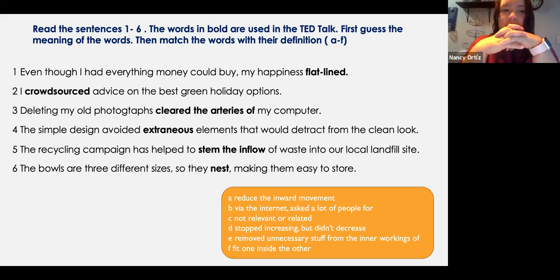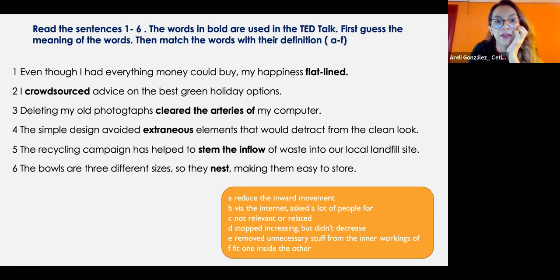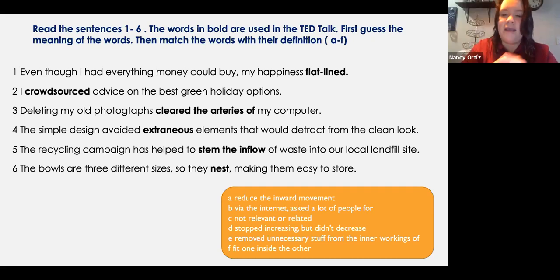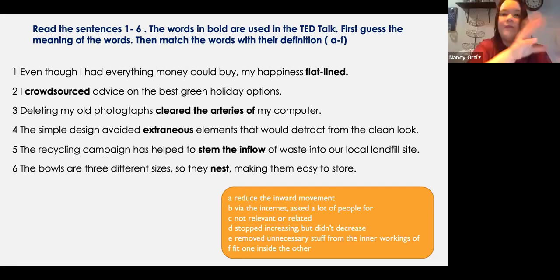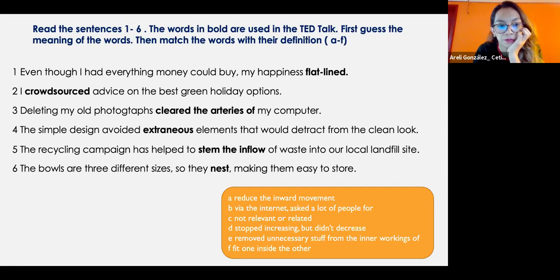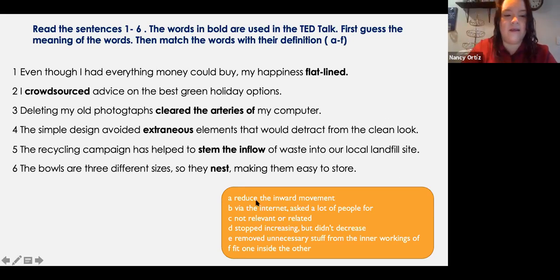Okay, let's check the next one then. Very good. Areli. I crowdsource advice on the best green holiday options. Via the internet, ask a lot of people for. Correct. Via the internet, ask a lot of people for. So that word means to ask a lot of people, that you get a lot of information about something. Exactly. To receive a lot of information about something. Very good. Okay. Number 3.